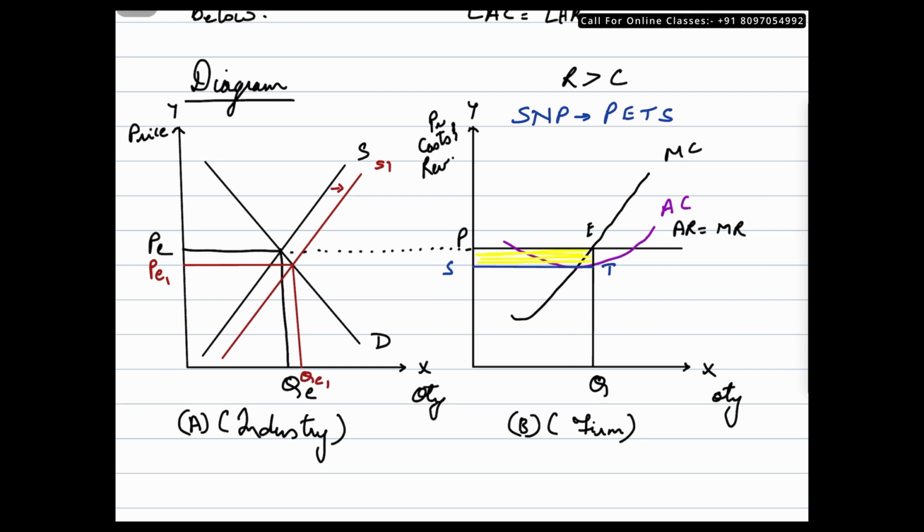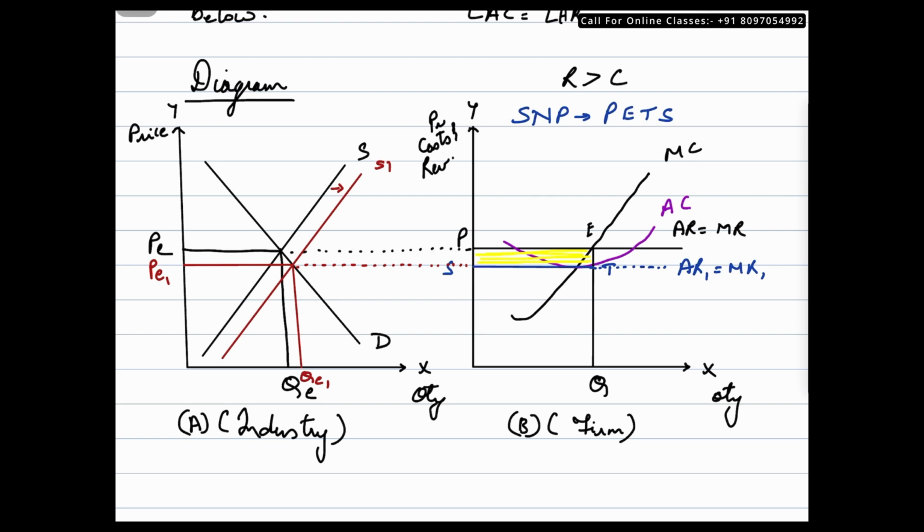Now since the firm in a perfectly competitive market is a price taker, it will accept the price that is determined by the forces of demand and supply. So this new price PE1 coincides with this new level. So now this is the new price line for the firm. Let us label it as AR1 equals MR1.